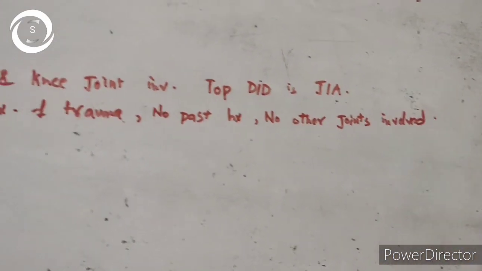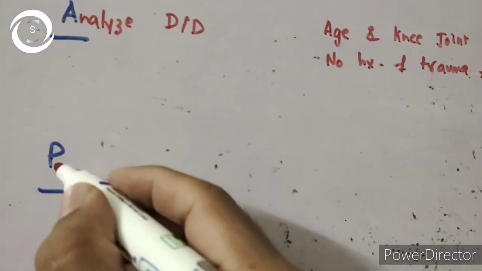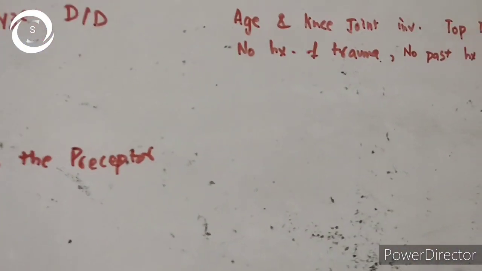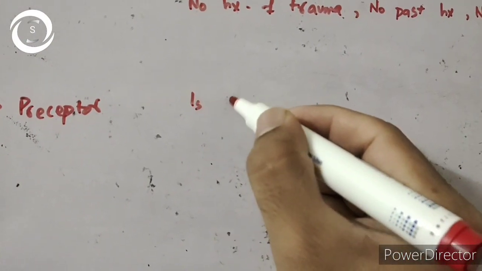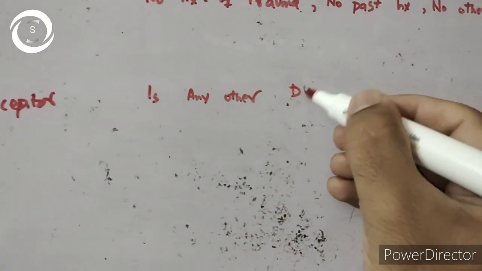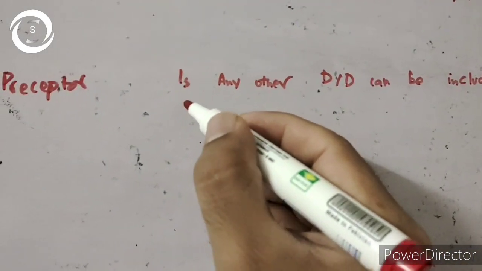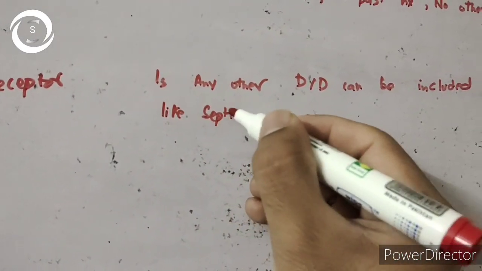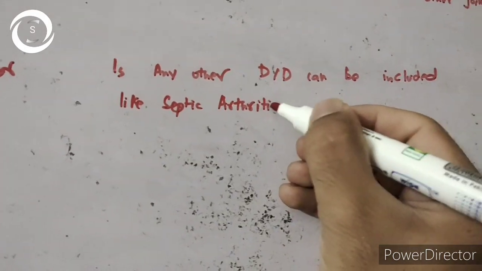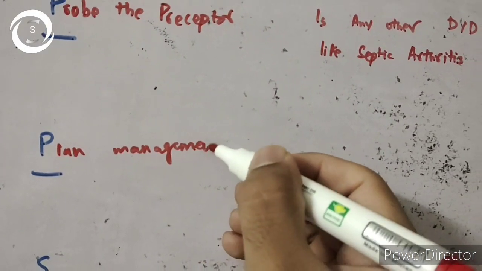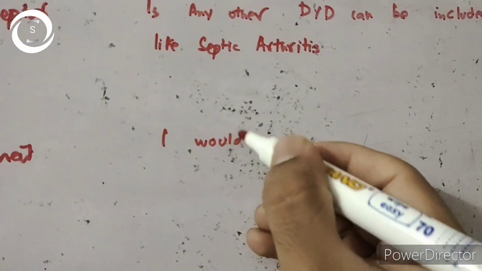Now probe the preceptor: is there anything else that can be included in the differential diagnosis? So the preceptor may include septic arthritis in the differential diagnosis. Now the other P is for plan management. I would start anti-inflammatory medications and order serum ANA.